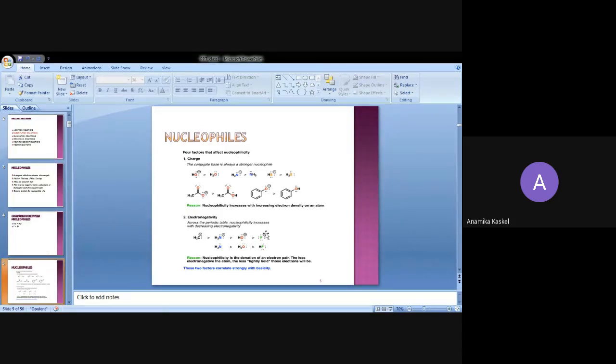But if you compare F minus, chloride, Br minus and iodide, which one has the highest nucleophilicity? I minus has higher nucleophilicity than F minus. The reason is that I minus has the least electronegativity compared to F minus. Clear? Any doubt? Any question?